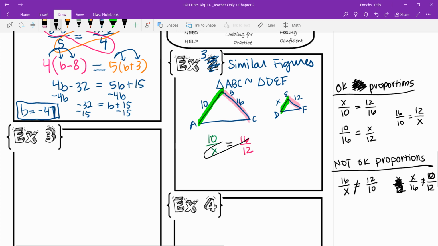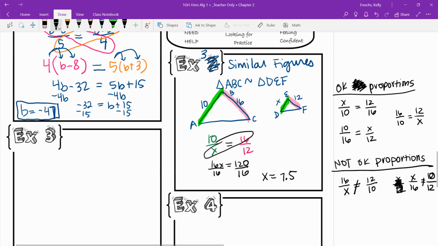So I'm going to cross multiply 16 times x and 10 times 12. And then I'm going to divide by 16 on both sides. And I'm going to end up with x equals 7.5.